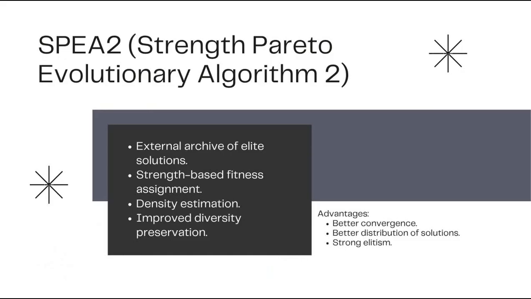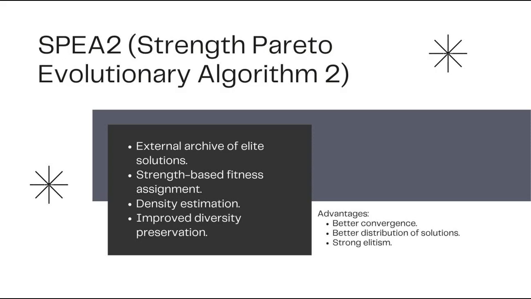Now let's talk about SPEA2, which stands for Strength Pareto Evolutionary Algorithm 2. One of the main characteristics of this algorithm is that it uses an external archive to store the best solutions found during the evolutionary process. It also assigns fitness based on the strength of each solution. In simple terms, this means that a solution is evaluated according to how many other solutions it dominates.